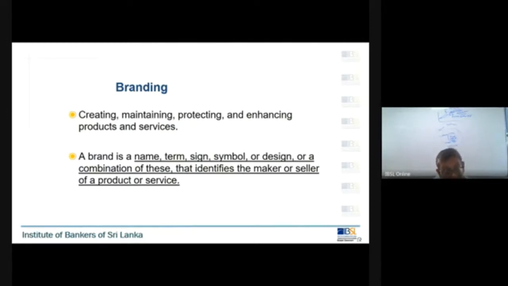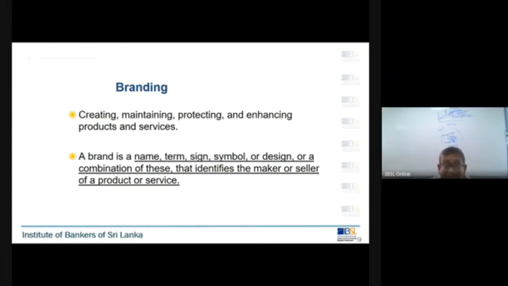We discussed that one of the features of a product is branding. Now, all are producing TVs, all are producing mobile phones. We have different brands: Apple, Nokia, right? Think about televisions, different types of televisions, but they come with different branding. So the branding creates, maintains, protects, and enhances the product and service. It gives something insulated.